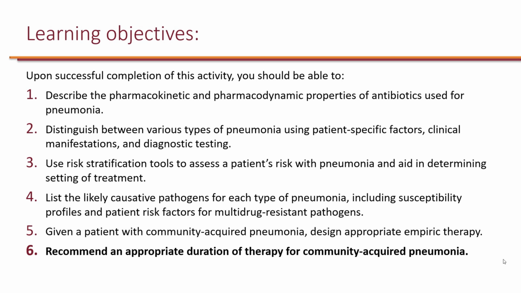We described the PK/PD properties of antibiotics used for pneumonia, distinguished between various types of pneumonia, and used risk stratification tools to assess a patient's risk with pneumonia and aid in determining the setting for treatment, and listed likely causative pathogens for each type of pneumonia. We also designed appropriate empiric therapy for a patient with community-acquired pneumonia. Now let's recommend an appropriate duration of therapy for community-acquired pneumonia.